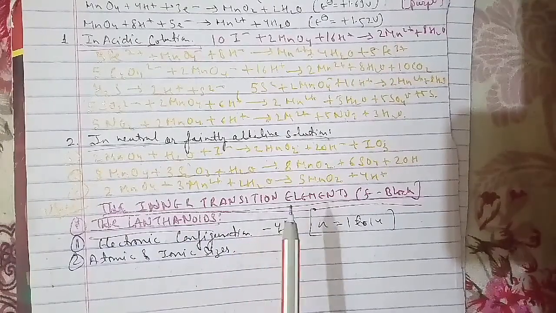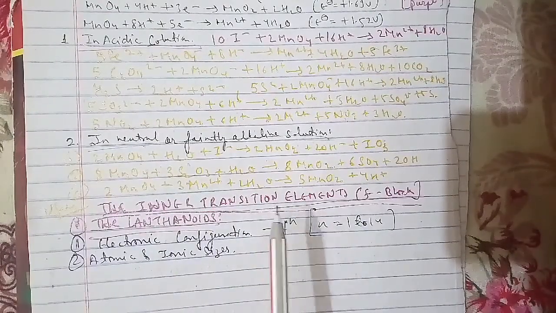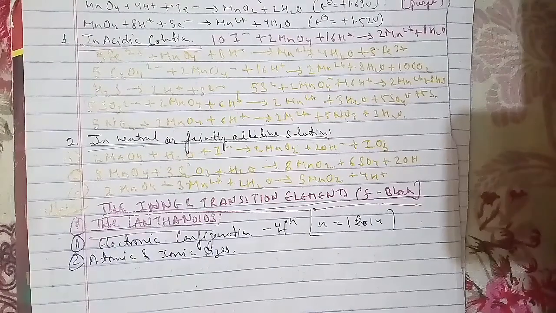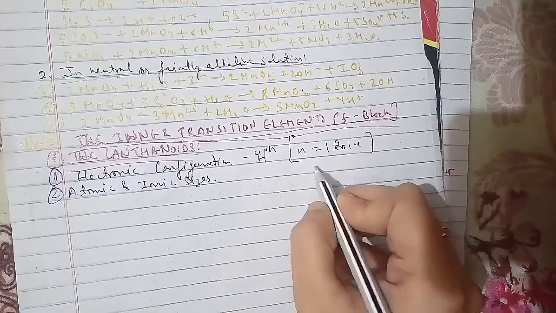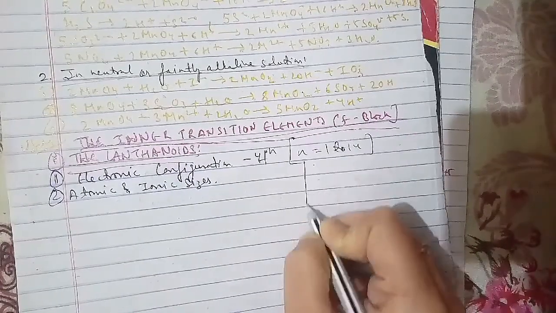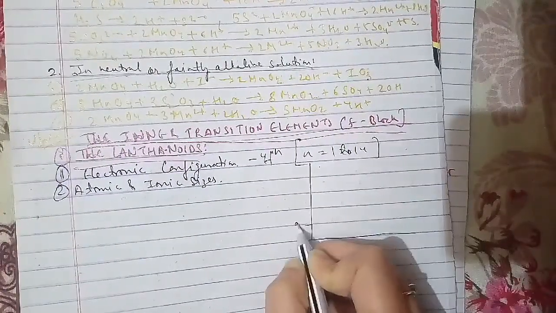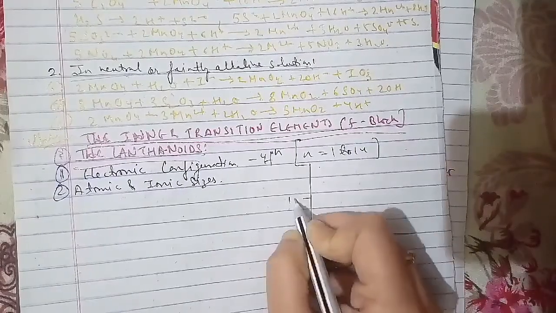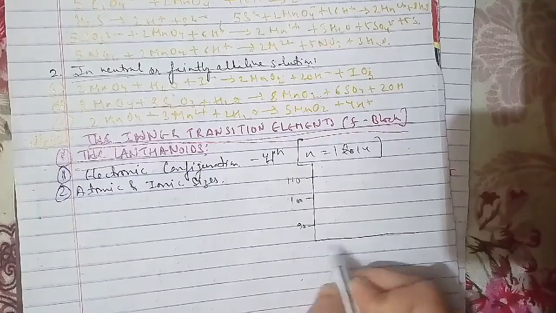Here we have 90, then 100, and then 110. So here we have 57, 59, 61, 63, 65, 67, 69, 71. This is the atomic number, and at this side we have the ionic radii in pm.